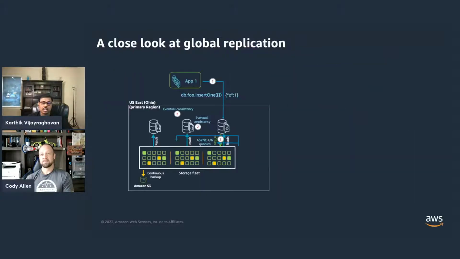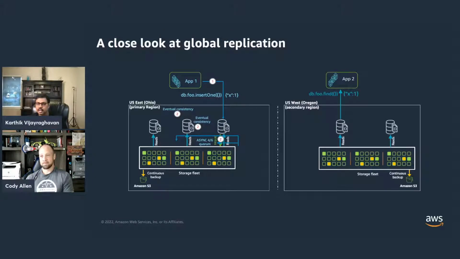If you take a closer look and break this into various pieces, let's say you have an application that writes data into your primary. In this case, let's just go with 2 regions for simplicity. We have US East, Ohio, serving as the primary region, and you're writing data into that. Obviously that data is sent to the storage volume and all that. And then you have your US West region, Oregon in this case, which is configured as a secondary cluster to the global cluster.